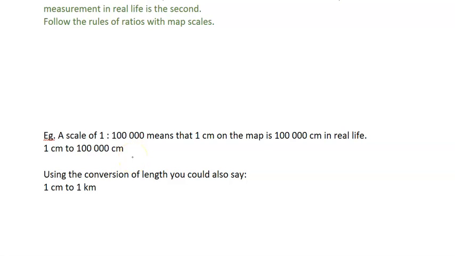Be aware though that this is the official ratio form, this is not, but you can write it out to help you. And then using the conversion of length, you could also say, once you've converted it to meters and then to kilometers, you end up with that as the ratio. So 1 centimeter is 1 kilometer, and that makes actually the conversion very, very easy in this example.